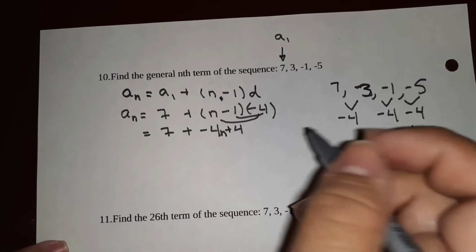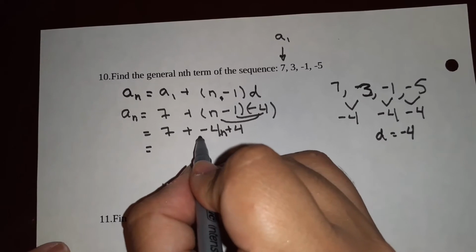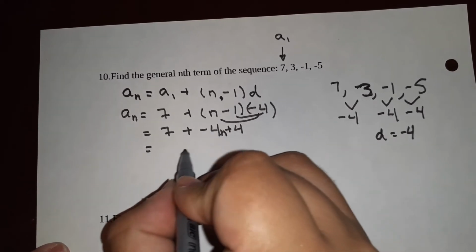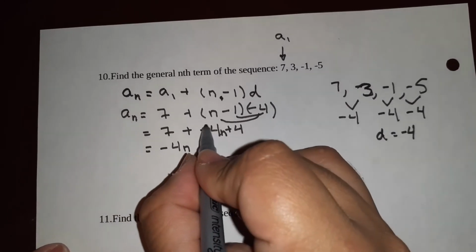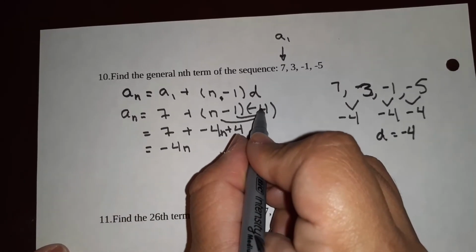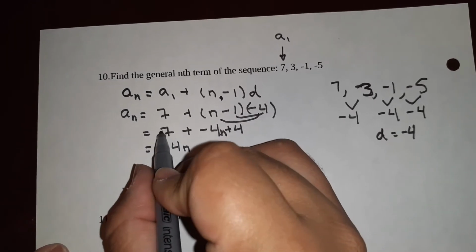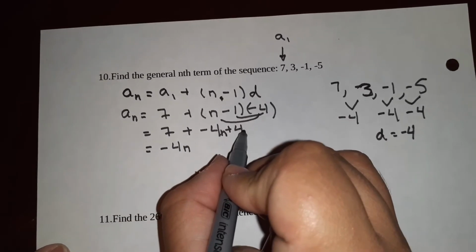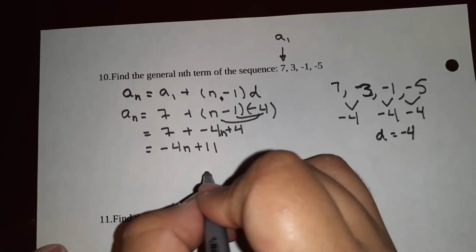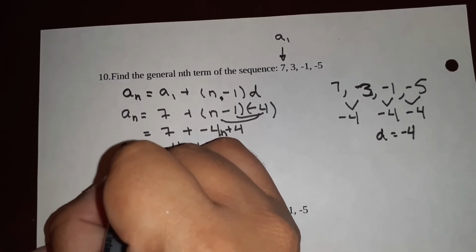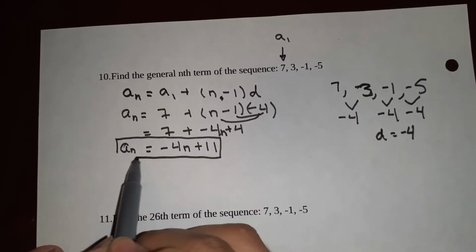Okay. So now I'm going to simplify my terms. So this is my only n term that I have. So that's going to stay the same. And we got this one, remember, by negative 4 times n, negative 4n. Okay. And I'm going to combine my 7 and my 4, which give me a positive 11. So this is how I would find the general nth term in this sequence.